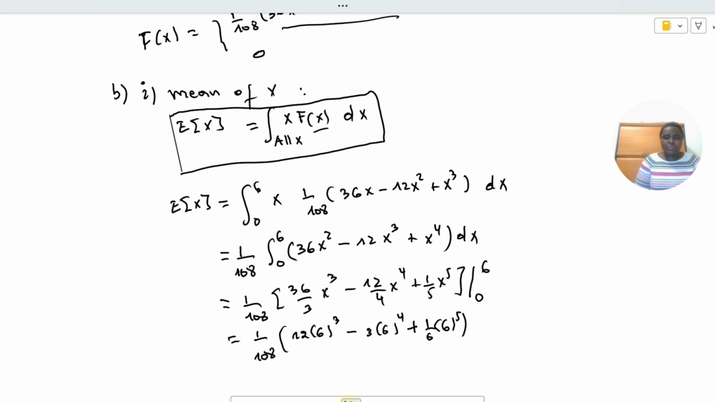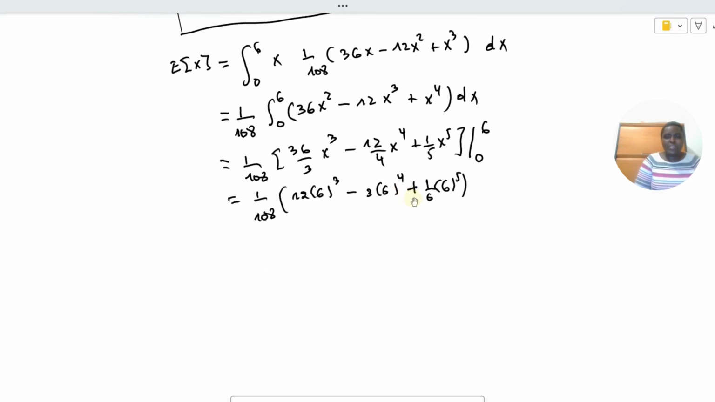All right, when you compute this one, you can take your calculator and calculate this value, and the final value you will get, our expectation, to be approximately equal to 2.4. So this is the mean value. The mean of our random variable x is approximately equal to 2.4.